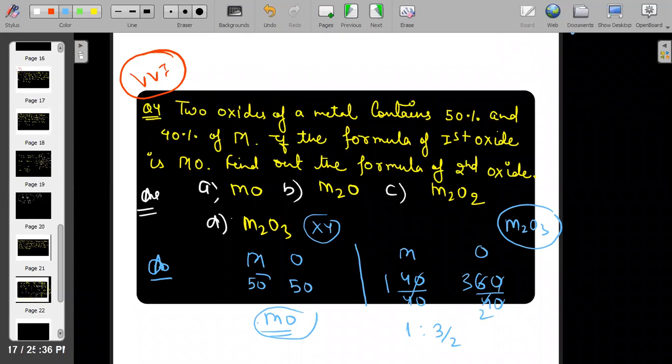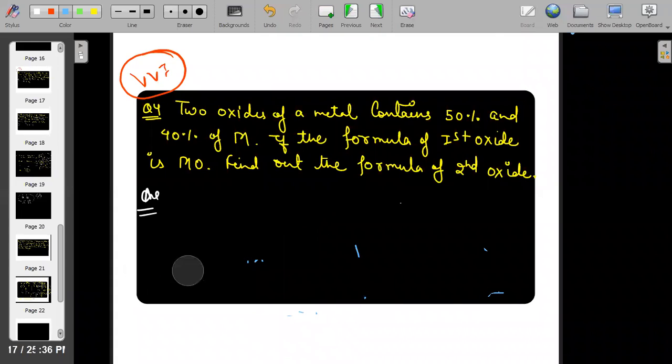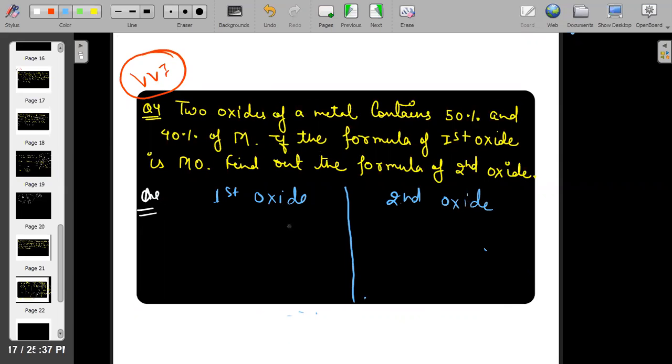Okay, no issue. Now I'm solving again. Now listen one more time. What is the question given here? Two oxides of metal, 50%. Suppose this is the first oxide, and this is the second oxide. In the first oxide, metal is 50%. So what should be the percentage of oxygen? 50. And the formula is what?